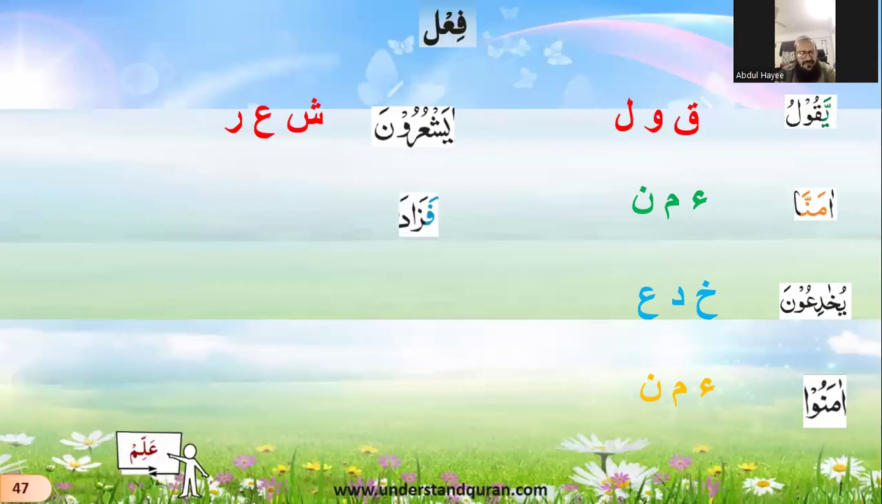Fazad. Suppose I say fa is an extra letter. So what is left? Za, alif, dal should be the root letter. But you know, alif is never a root letter. So this one will be Zayada. We know Zada Yazidu, so alif is ya. So za, ya, dal is the root. If I say this alif is extra, remove it, then the root letters will be fa, za, dal.